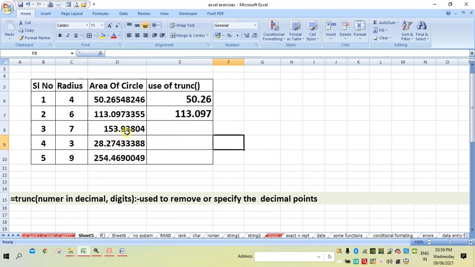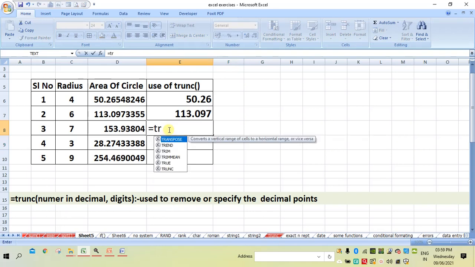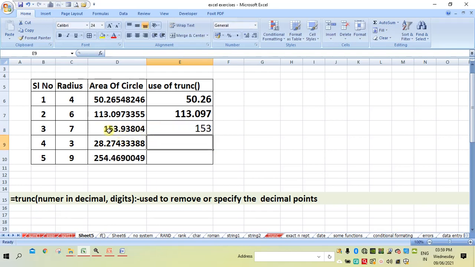So similarly, if you want no decimal points, then you can write this way is equal to trunc, in bracket specify the cell address where that number is present, then you write here 0. If you write 0, then it will remove all the decimal numbers. It will give you only 153. So this way we can use a trunc function. So let me copy this for the remaining cells. So this is how we use a trunc function.